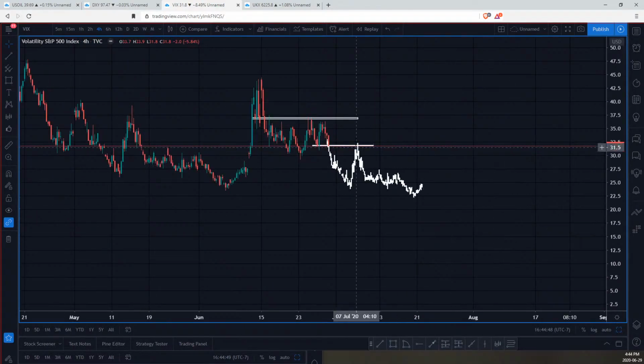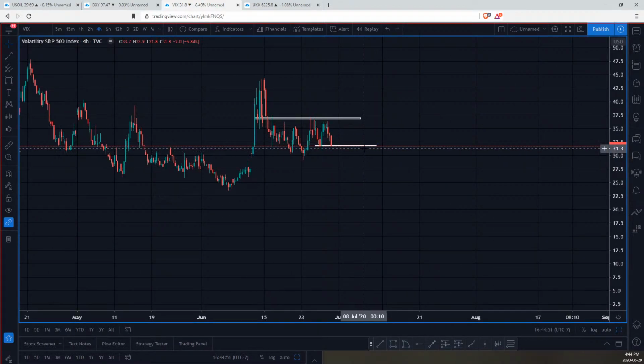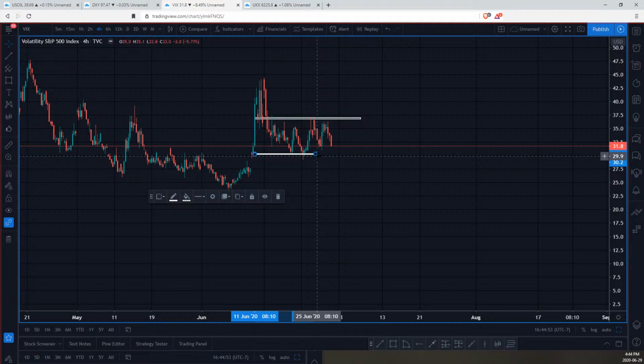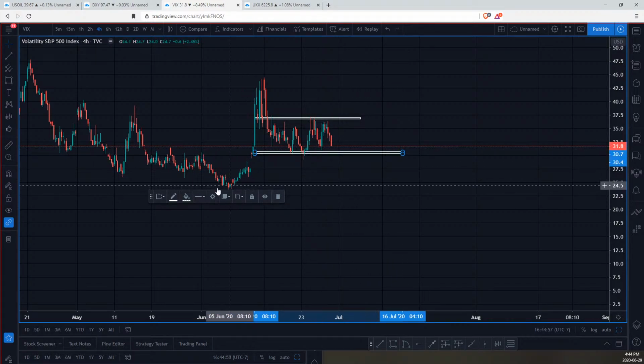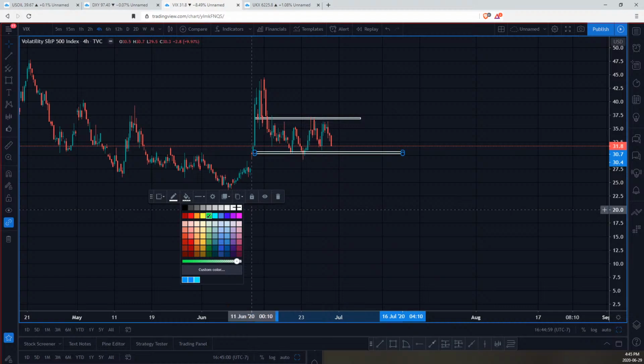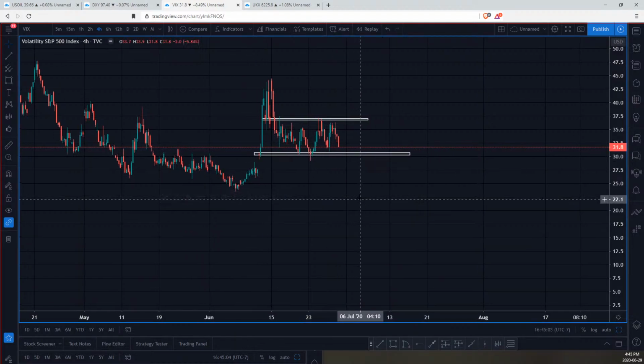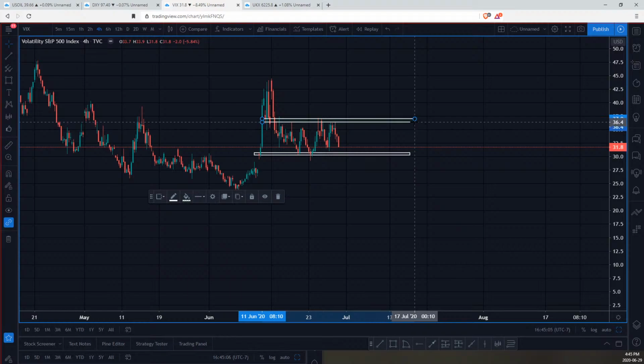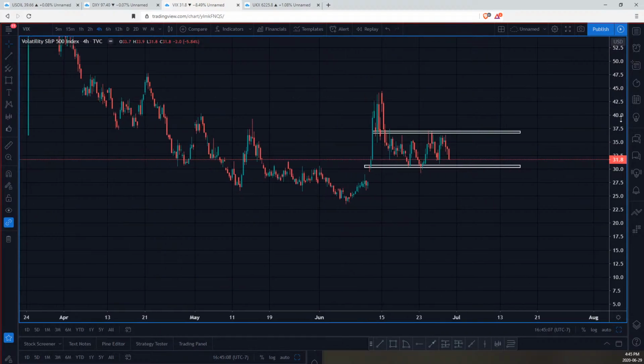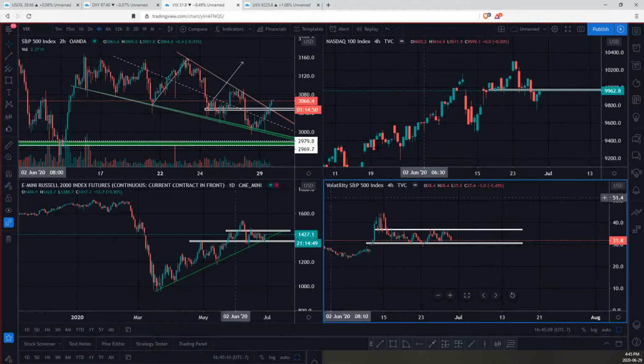So as long as this is range bound, it doesn't tell me a whole lot, but if it does break the support zone, that is going to be a potential sell-off where the S&P is going to be looking pretty good for a potential long, or we're going to be looking at least for some risk on assets and instruments, basically. So that's going to be the VIX.